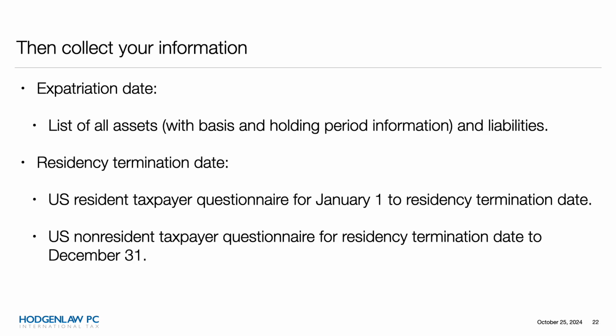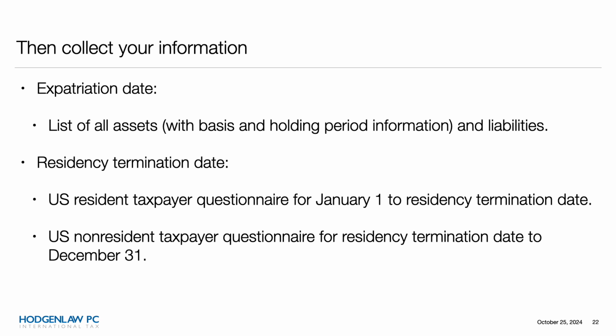So after you've figured out what dates apply, then you're going to want to collect your information. For the expatriation date, you're going to need a list of all the assets, along with basis and holding period information, as well as a list of liabilities. That'll allow you to calculate net worth, and that information is also required to be reported on page 2 of Form 8854.